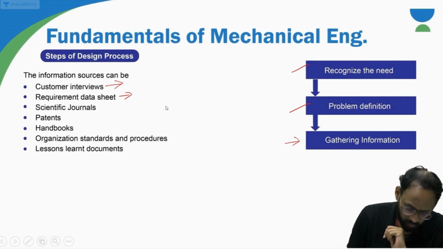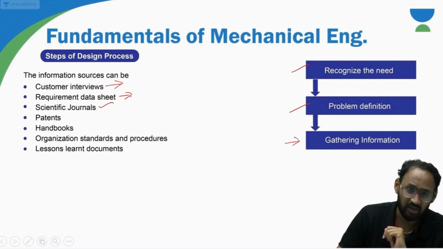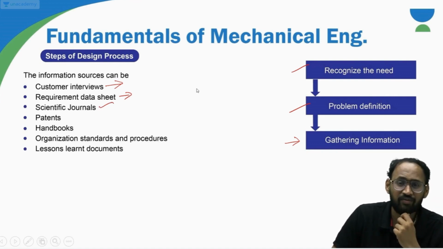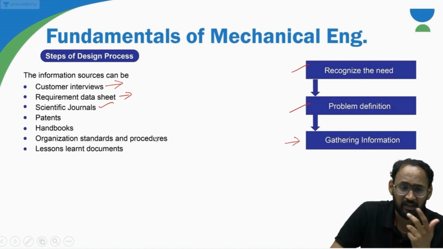You could also get inputs or certain information for your project from scientific journals. There is a lot of research published in the journals which could use certain research methodology. So you can also try to use the information from the scientific journals.